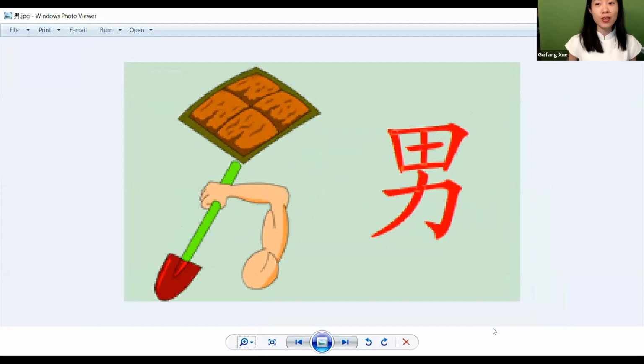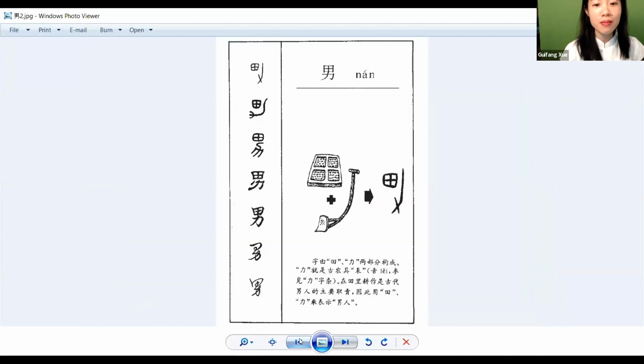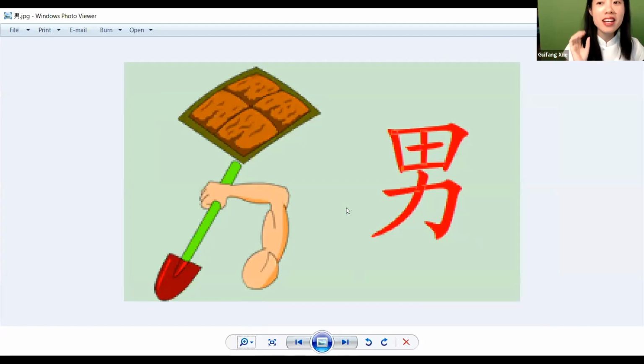And then the bottom part, it looks like what? Originally it is from the tool, the tool that you use to do the farm work. It's like your arm is holding the tool. So it indicates the culture in the old days that men, what? The men go out to work. The men go out to work in the farmland. That's from the old days. And that's how the Chinese character is formed. And as you may know or may not know, Chinese characters have 1,000, 2,000 years of history, and we're still using the characters nowadays. So that's nan, that means man in Chinese.